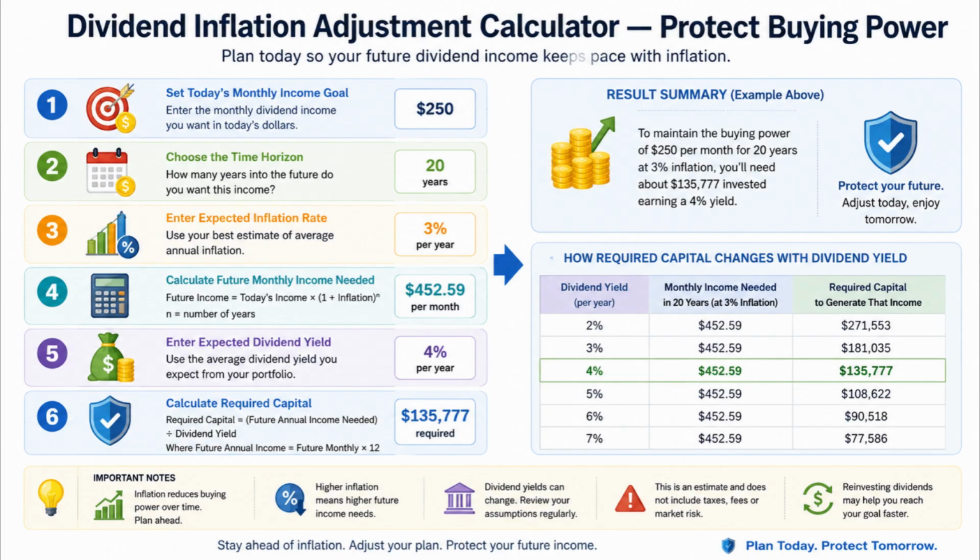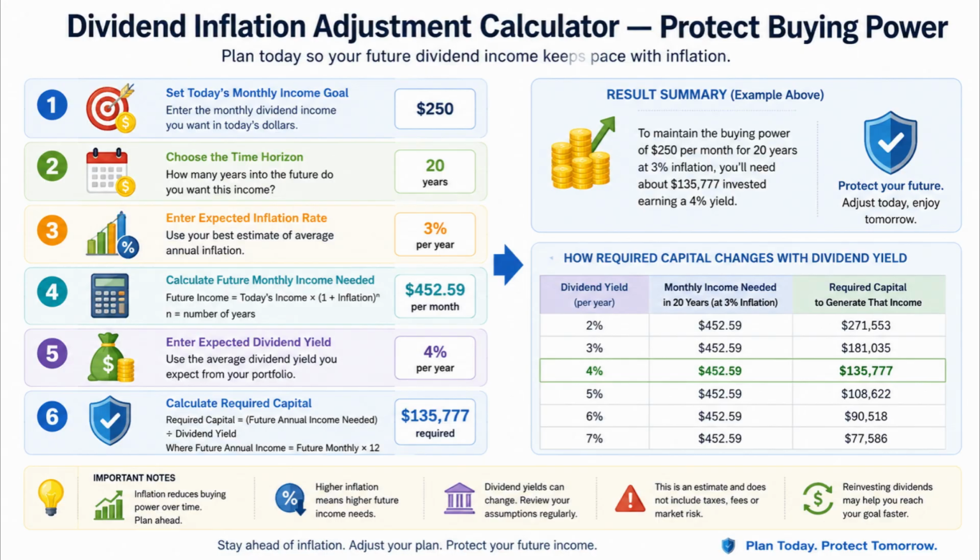Since inflation reduces buying power over time, the future income target needs to increase so the investor can still afford similar goods and services. Then, we calculate the future monthly income needed. The formula is future income equals today's income multiplied by 1 plus inflation rate, raised to the number of years. Using $250 per month, 3% inflation, and 20 years, the future monthly income needed becomes about $452.59 per month.